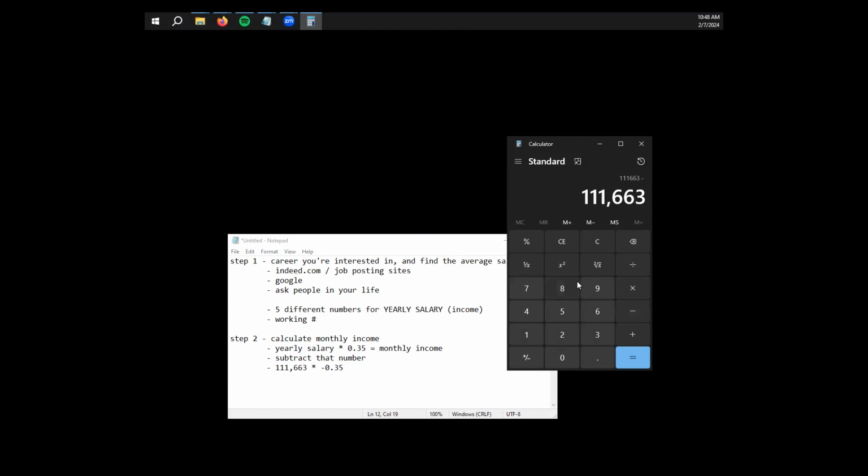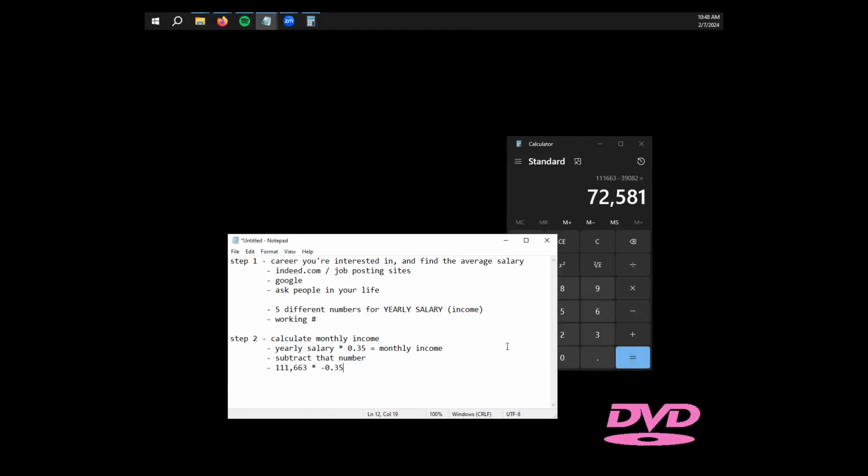111,663 minus, what was it, like 39,082 to estimate. So your yearly income is a little bit more like $72,581. So I'm going to write that down here. $72,581 per year. Now, this is the number that you divide by 12. You have to do this calculation for taxes and reductions and stuff first so that you have a more accurate version of your monthly income.